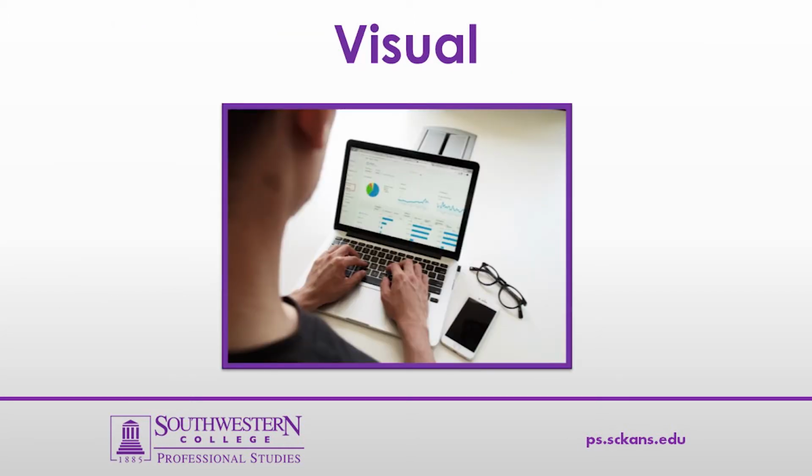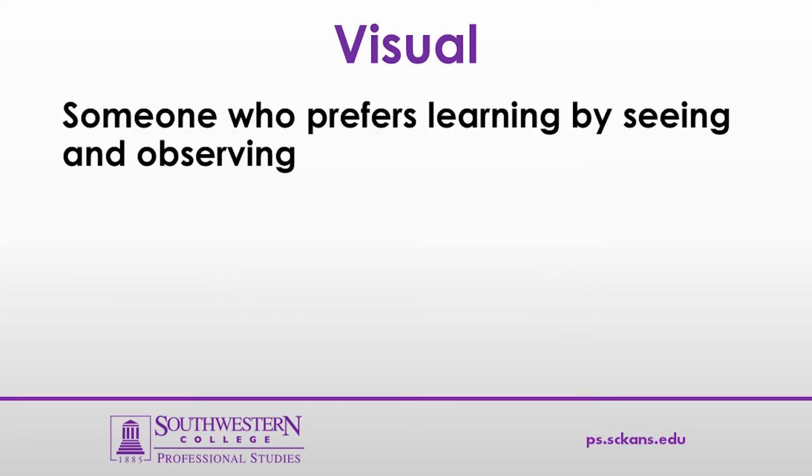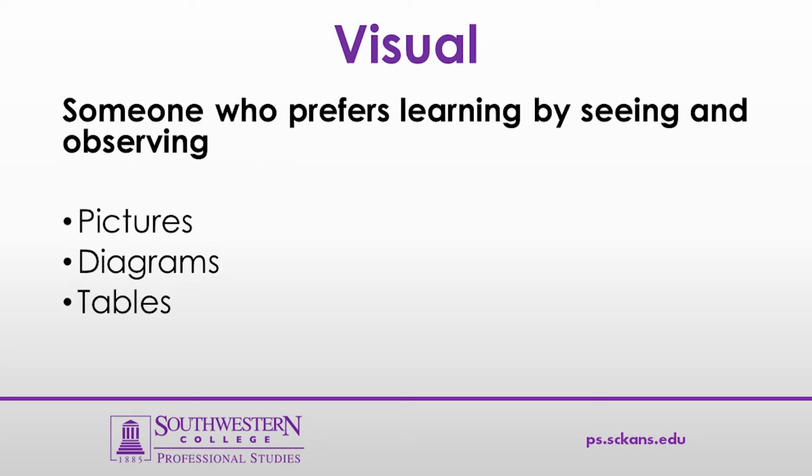What is a visual learner? A visual learner is someone who prefers learning by seeing and observing. These learners find pictures, diagrams, tables, and charts to be helpful when learning. You might be a visual learner if you draw diagrams or charts to help organize the information you are learning and find this technique helpful for retaining the information.